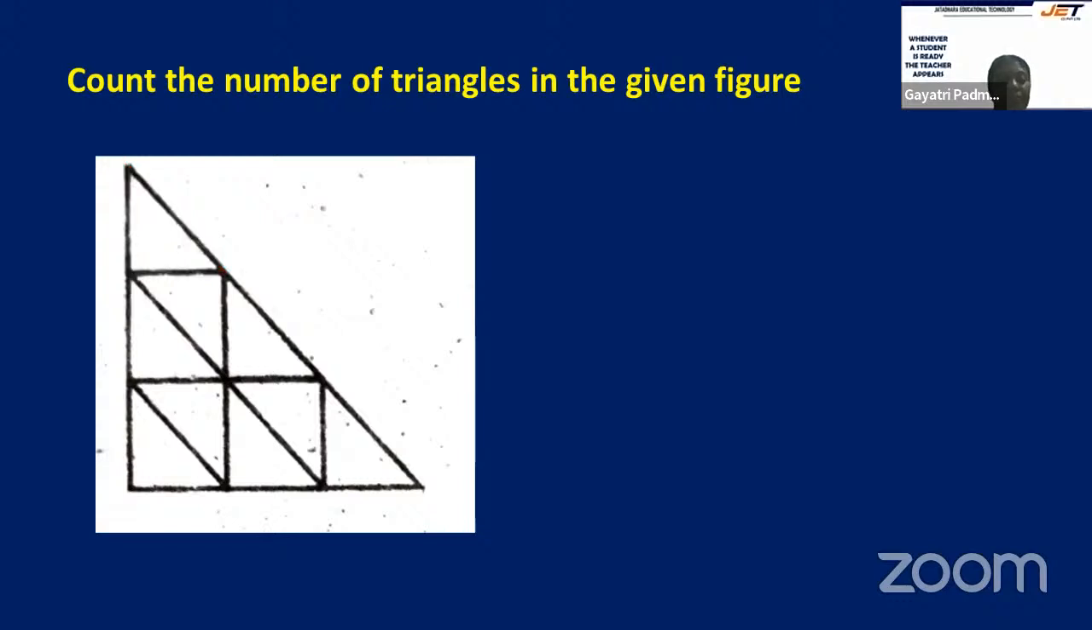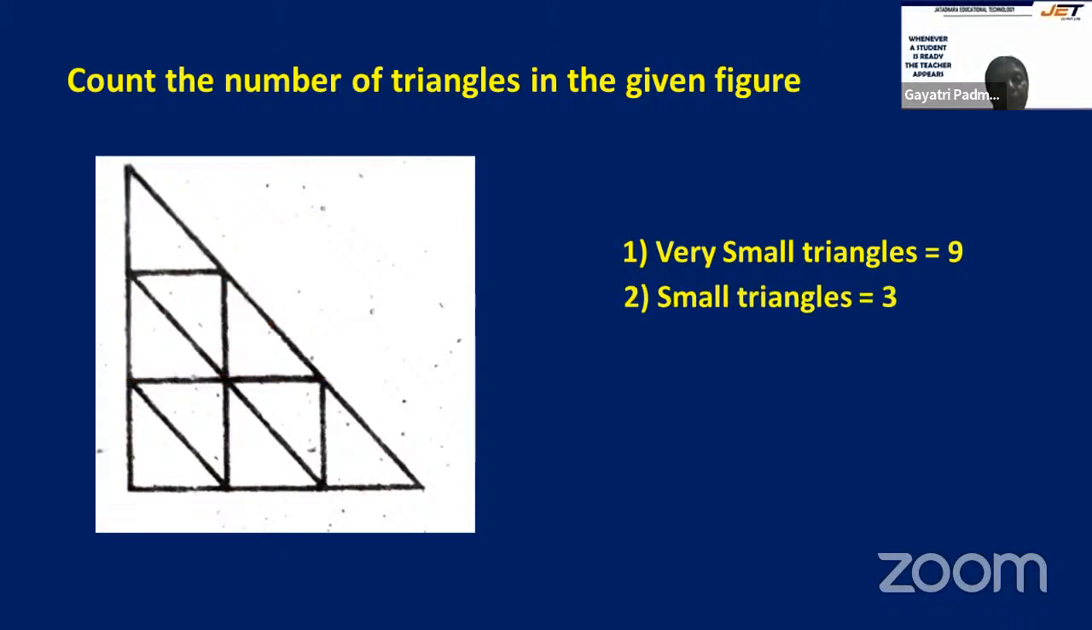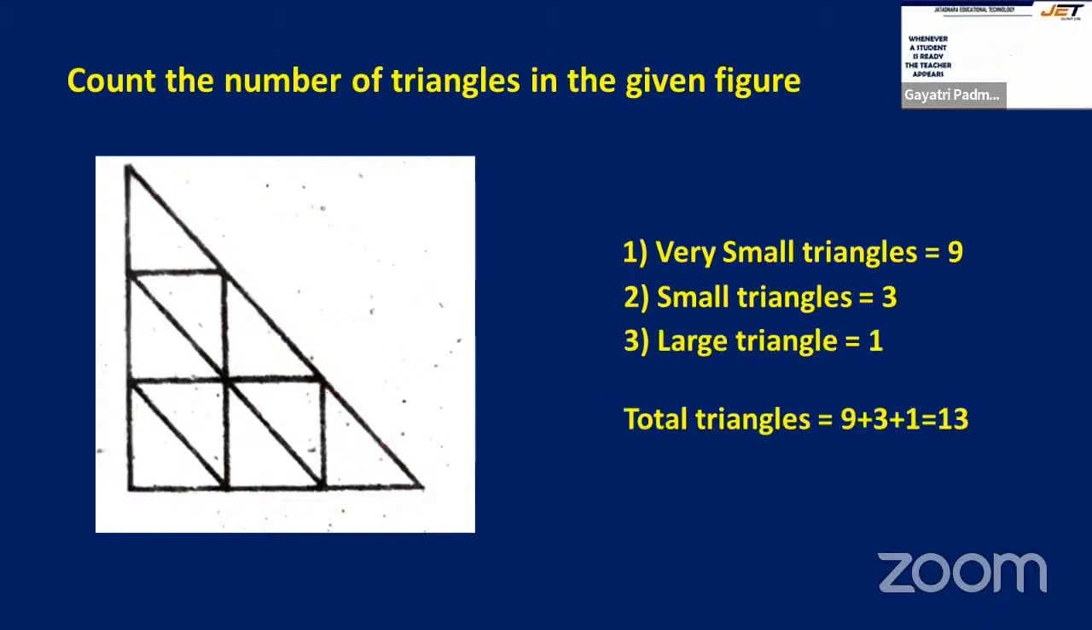See here, you have one triangle, 2, 3, 4, 5, 6, 7, 8, 9. Right? So very small triangles, you have 9. Next, see here, medium sized triangle, you have 1, 2, 3. So small triangles, 3. The big one is 1. So it is 9 plus 3 plus 1, which is 13. If your answer is 13, then definitely you need a big applause.